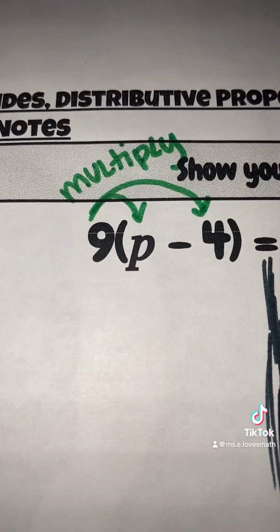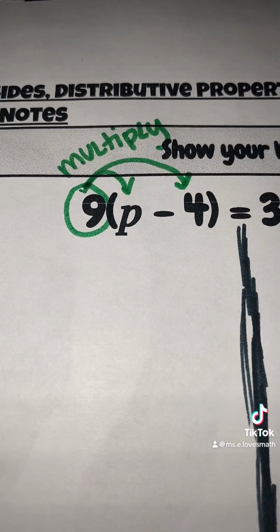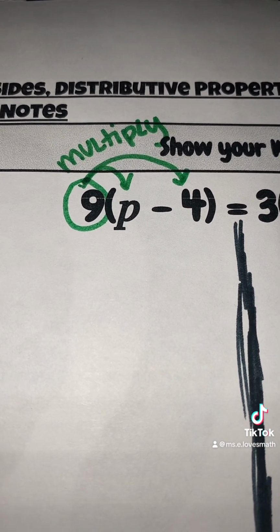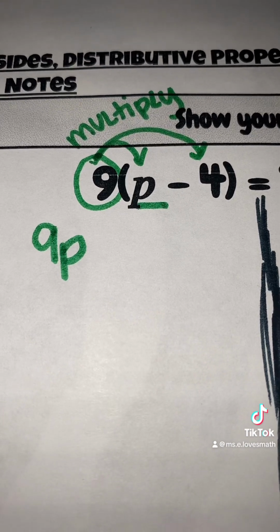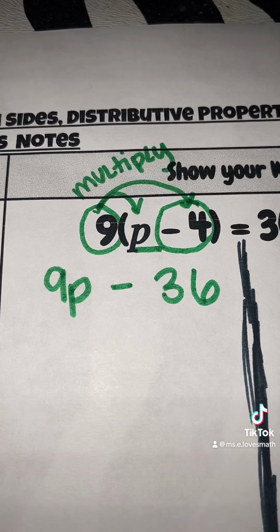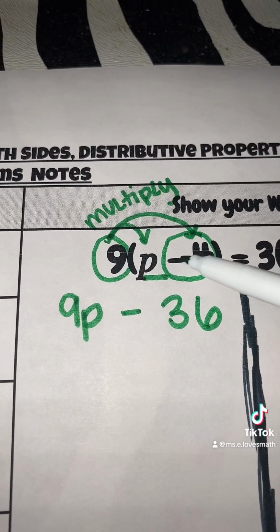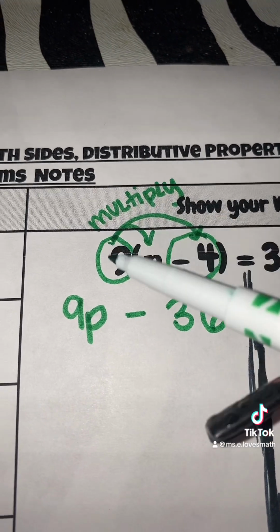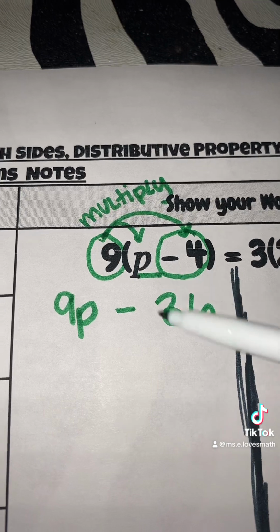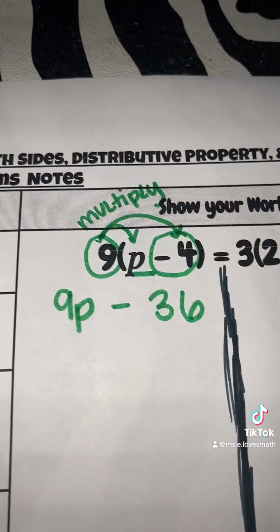Distribute means to multiply. So I am going to take this 9 and I am going to multiply it to both of the terms on the inside of the parentheses. 9 times p is 9p. 9 times -4 is -36. We know this 4 is negative because of the minus in front of it. So 9 times -4 is -36. We know this 36 is negative because of the minus in front of it.